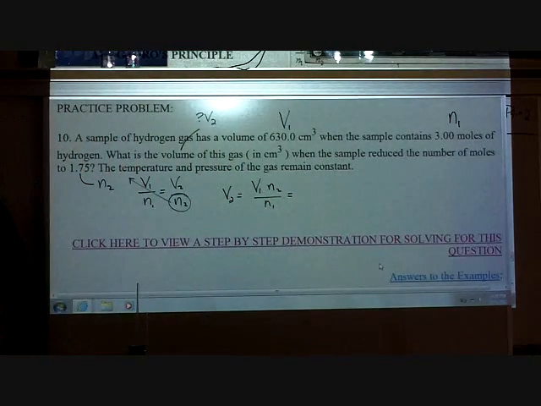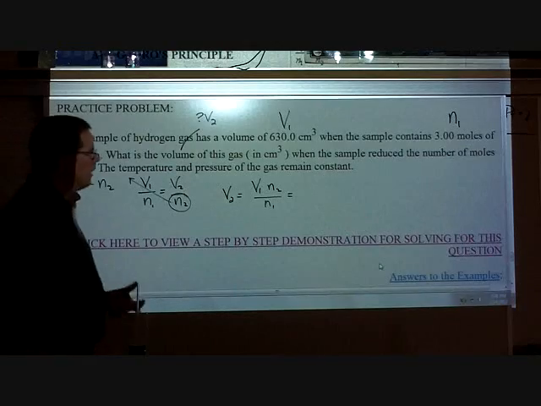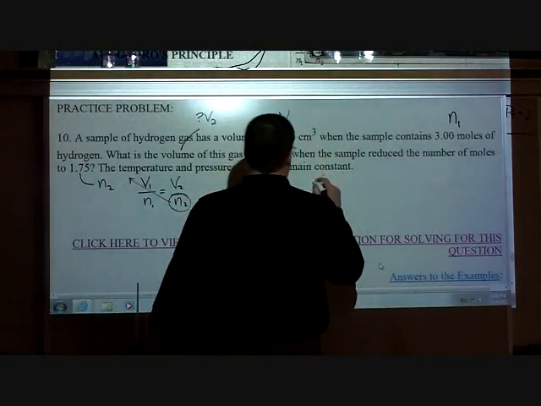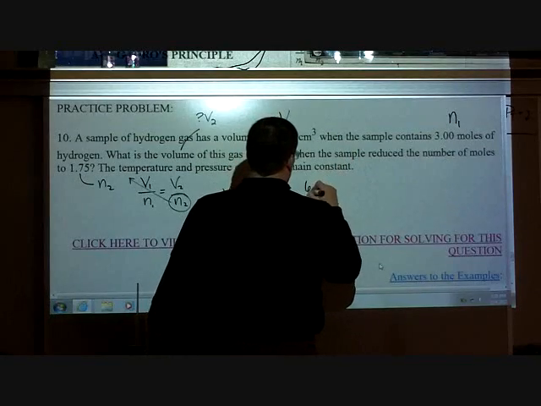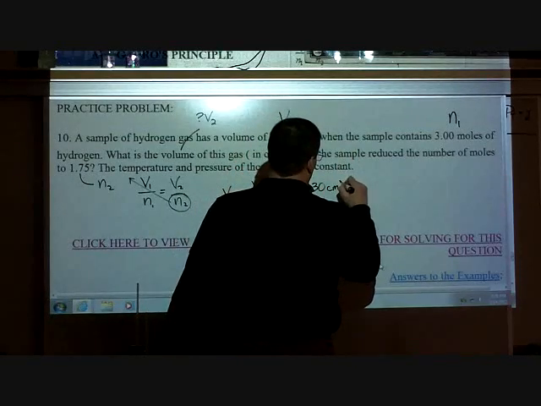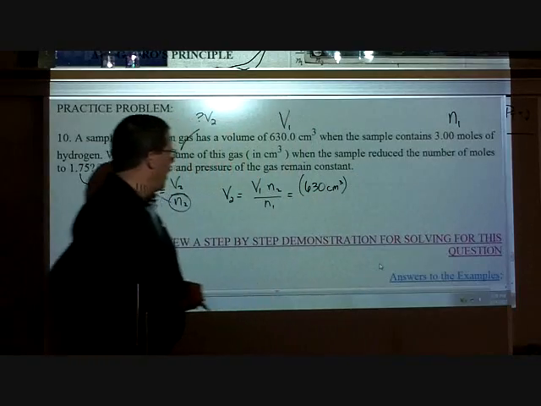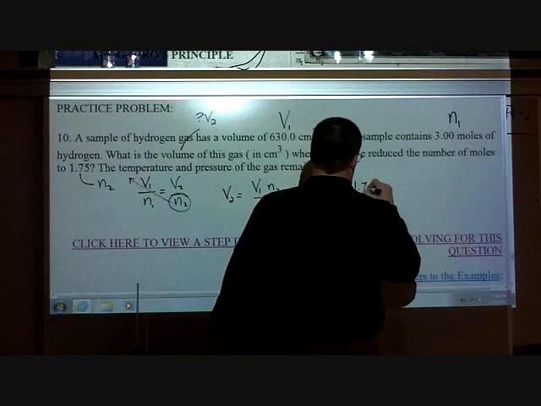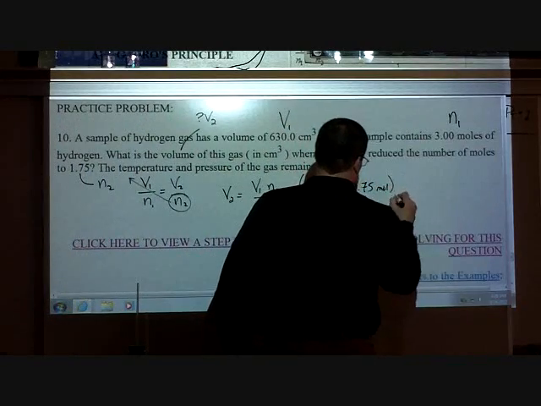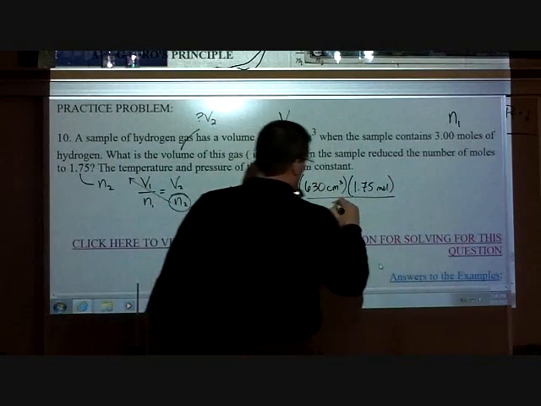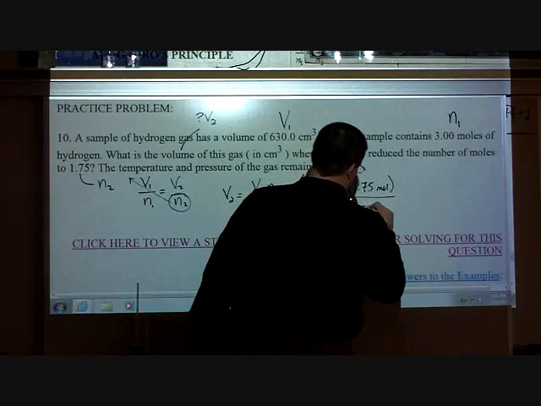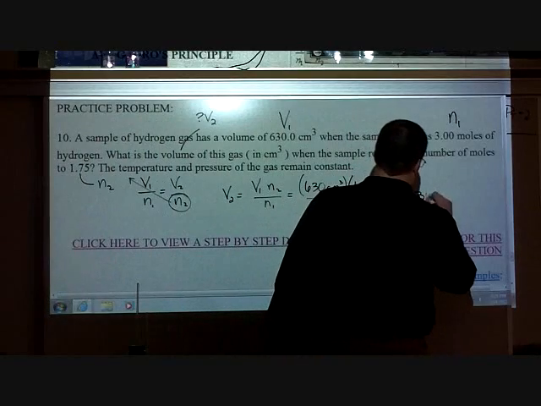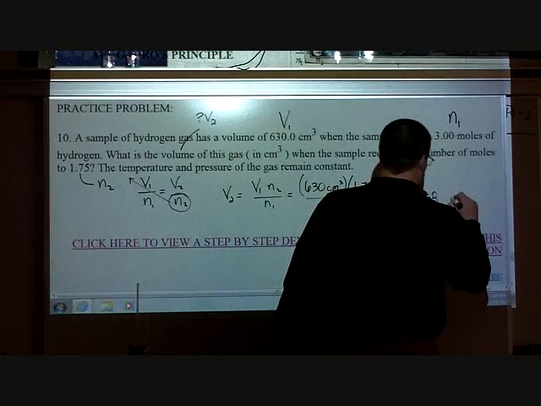And again, there's that situation where you could accidentally put the wrong N's in the wrong spot. So we have our volume, which is 630 centimeters cubed, which is okay. We'll leave it at that. Our N2 is over here, the 1.75 moles, divided by 3 moles, which equals 368. You're close on the last one.